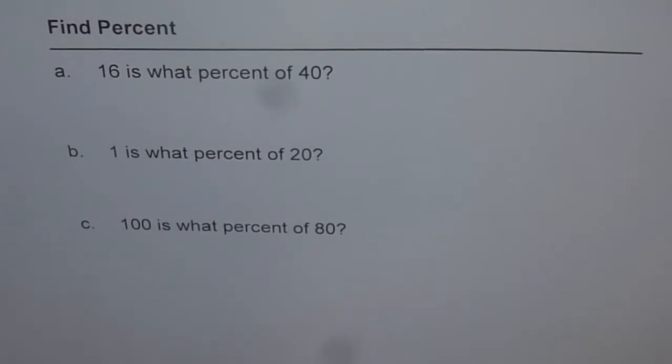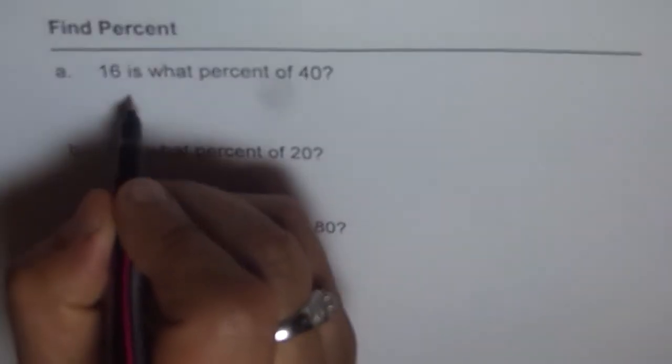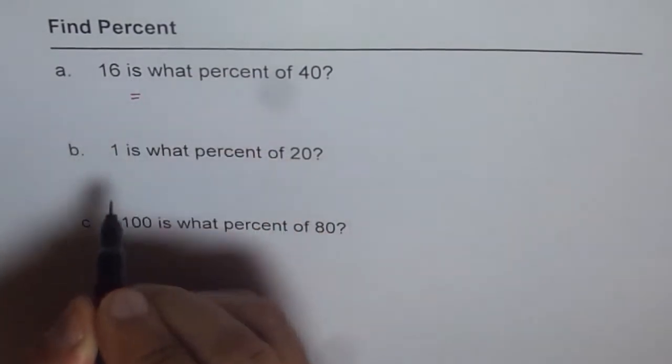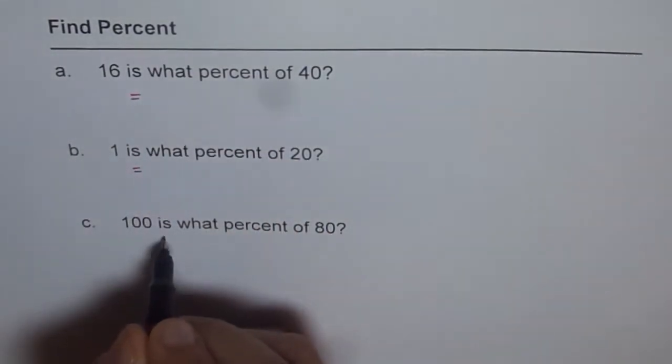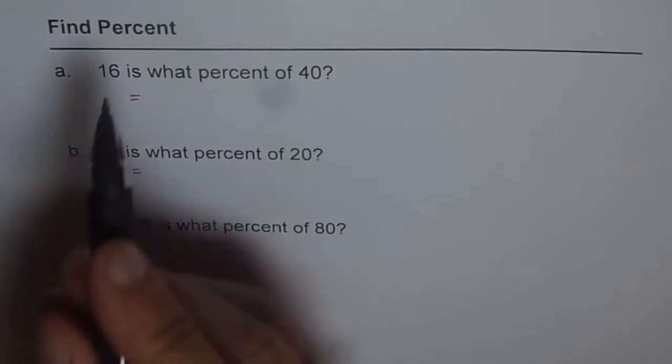Now, first step is, we'll translate these sentences into algebraic equations. You have learned the technique, and that is, we have a few associations. Whenever we say is, it means equal to, right? Is means equals to, correct?